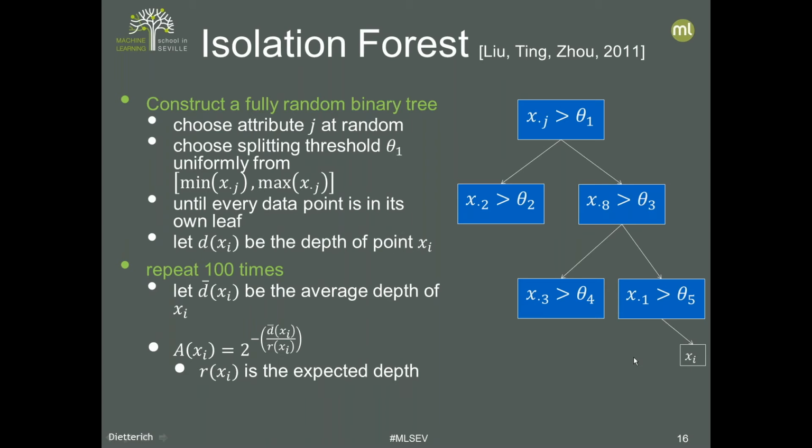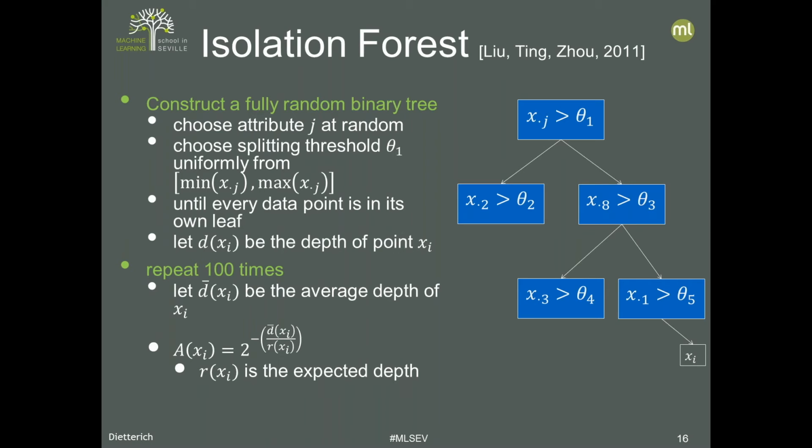And the intuition is, in some sense, we're throwing random splits at the data. And if a data point is an outlier, it should take very few random splits to separate it from all the other data. Whereas if a data point is buried inside a very dense region, then it might take many hundreds of splits before we isolate that data point from all the others.